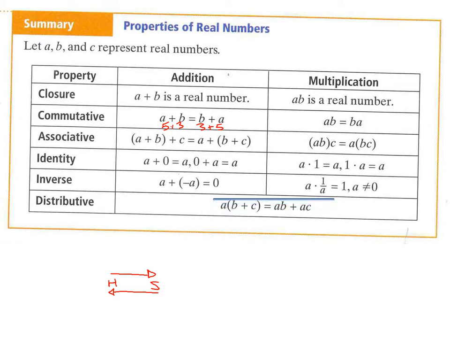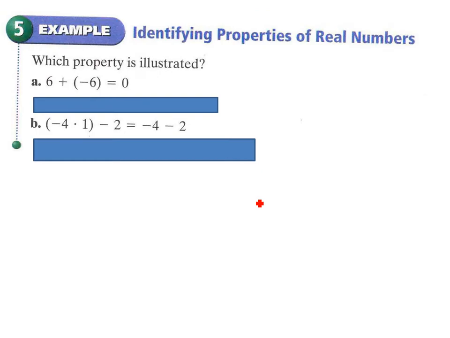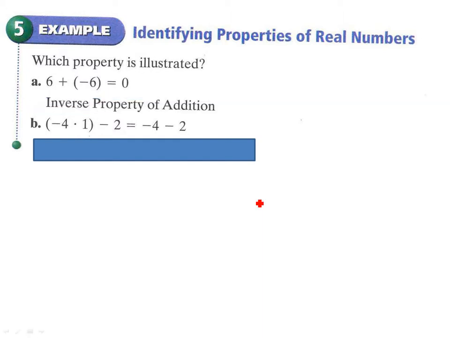And let's talk about our distributive property. If we take a times b plus c, this is going to distribute in, and we'll get a times b plus a times c. So a little review from Algebra 1. Let's take a look at which properties are being illustrated here. So 6 plus negative 6. Remember, we're canceling things out here. This is the opposite, so this is the inverse. If you said inverse, nice guess.